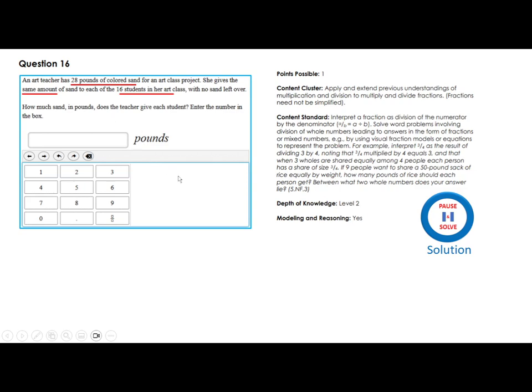Obviously, this is a division problem. You have to divide 28 by 16. So divide 28 by 16. 28 divided by 16, you can put it this way if you want.